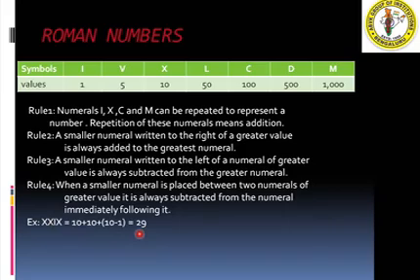I hope you understood this. If you want, I will give you examples of how to write the Roman numbers. According to the first rule, we have I, then X, then C, or M also.